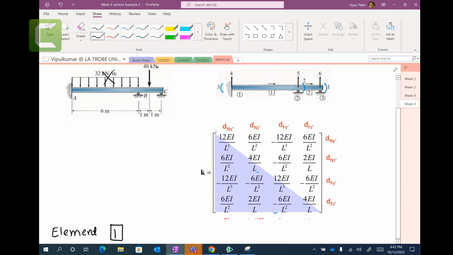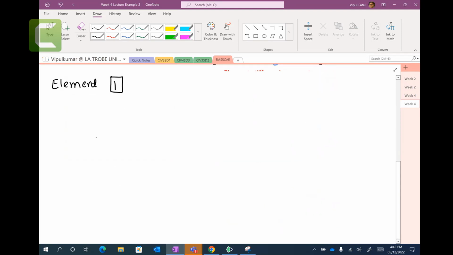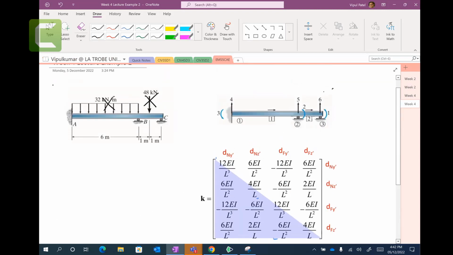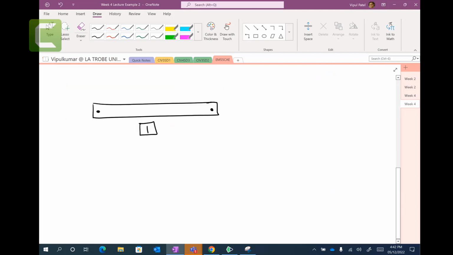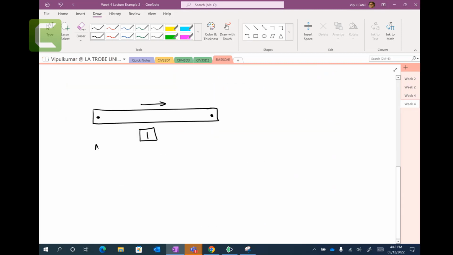Don't worry about the forces when you calculate the stiffness matrix. The forces will not come into the picture for the stiffness matrix. It will come later. It's just E, I, and L. So this is element number 1. Location vector is here, near node and far node, 1 and 2.